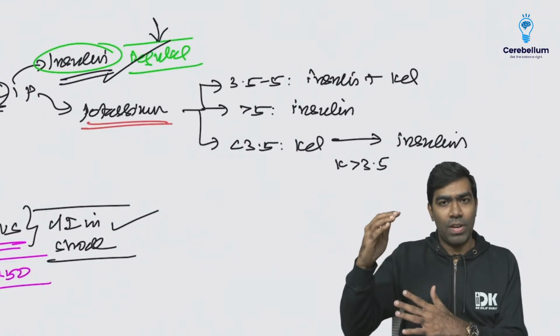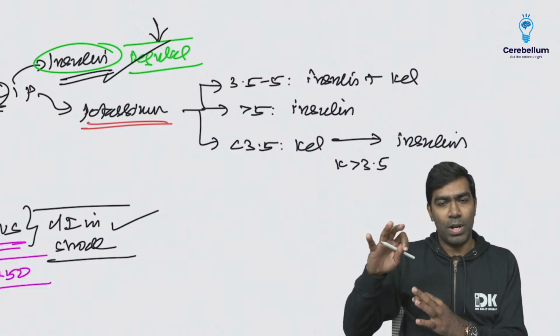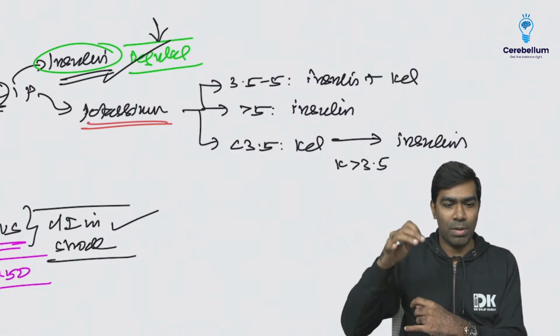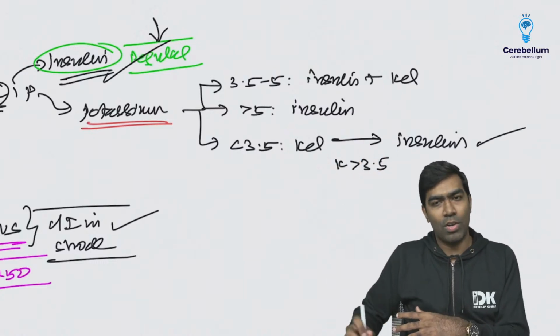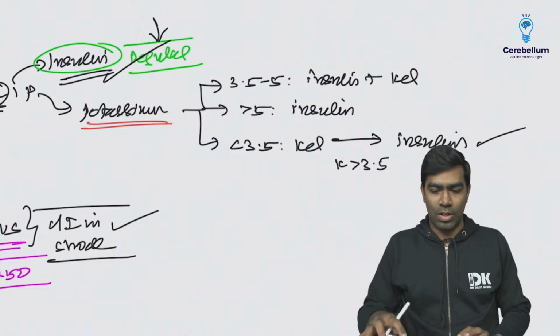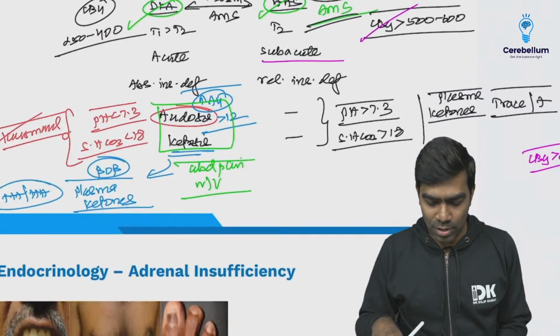So 3.5 to 5, insulin and KCL together. More than 5, insulin. Monitor potassium. Later on, you can add KCL if you want. Less than 3.5, first give KCL. Then once the potassium becomes more than 3.5, only then you start insulin. That's all. So this is the treatment of hyperglycemic emergency. That's called flip therapy.